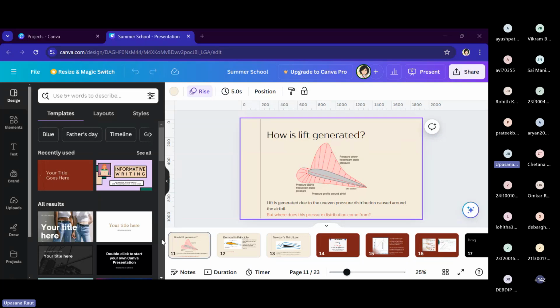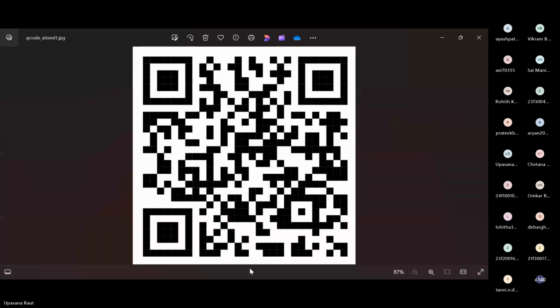Bipul, do you have any question? Is it visible now on my screen? The QR code.